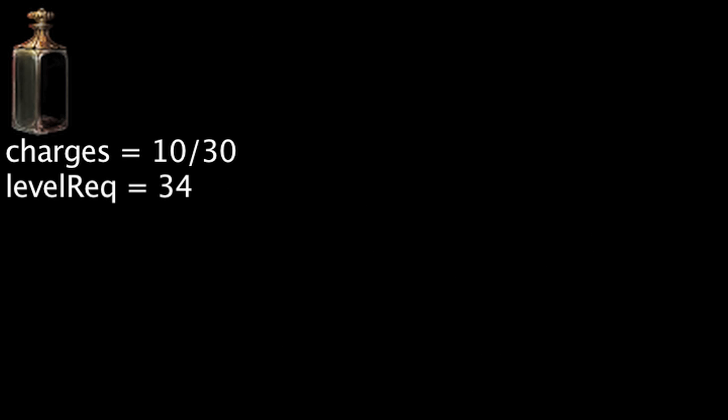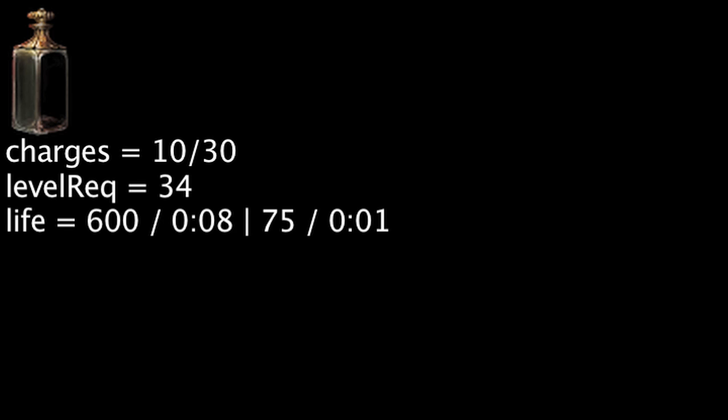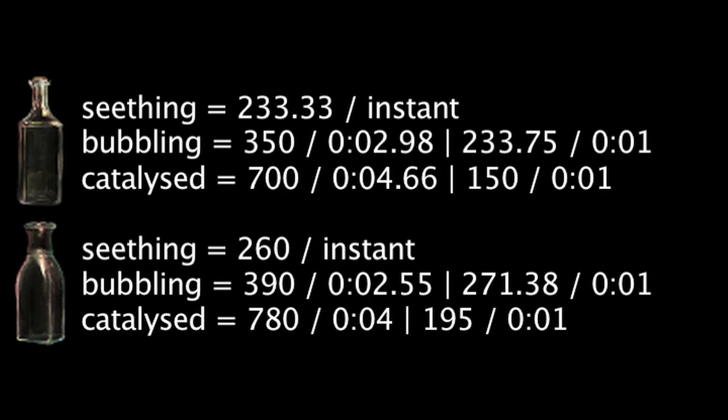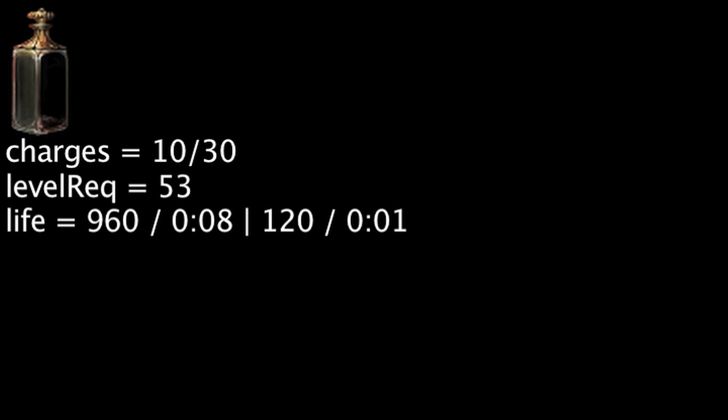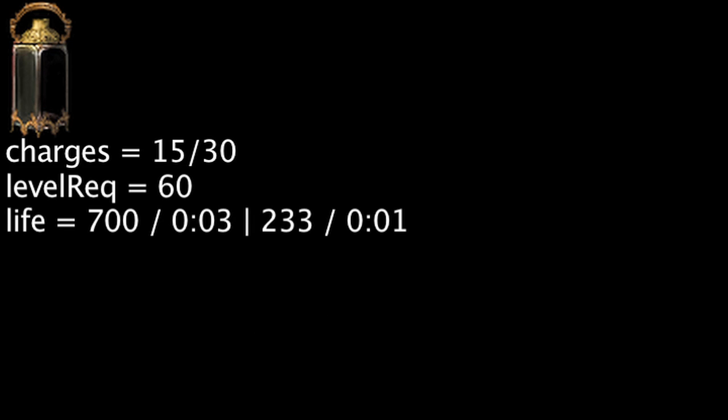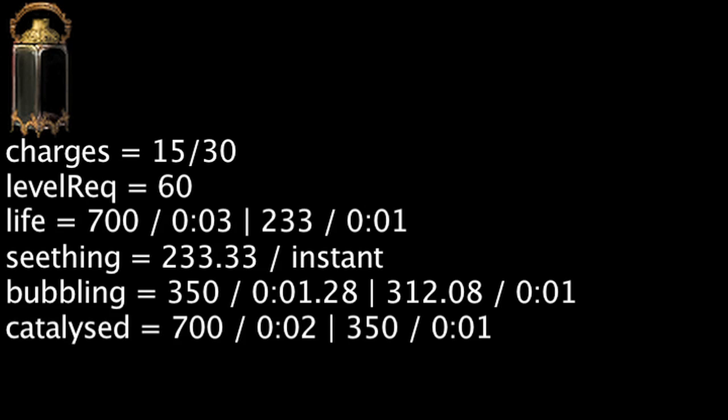However, the giant life flask, which restores 60 life over 8 seconds, will be granted the most life per second from the seething prefix. Moving on, colossal and sacred life flasks will be granted the most life per second from the bubbling prefix. The hollowed life flask will be granted the most life per second from the seething prefix. Finally, the sanctified life flask will be granted the most life per second from the catalyst prefix.